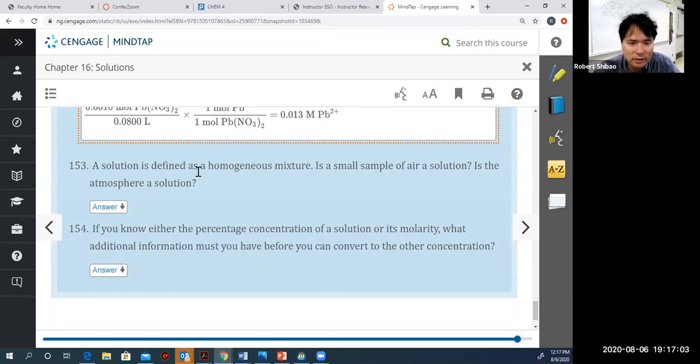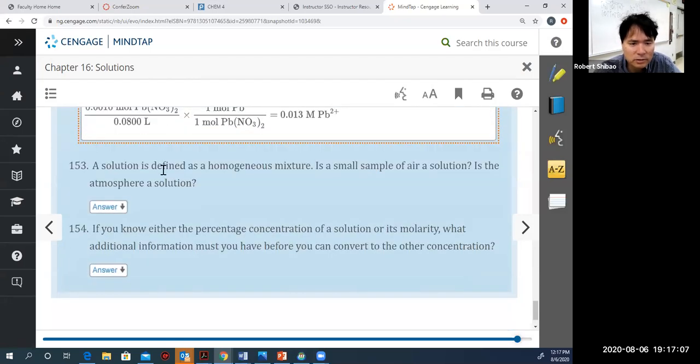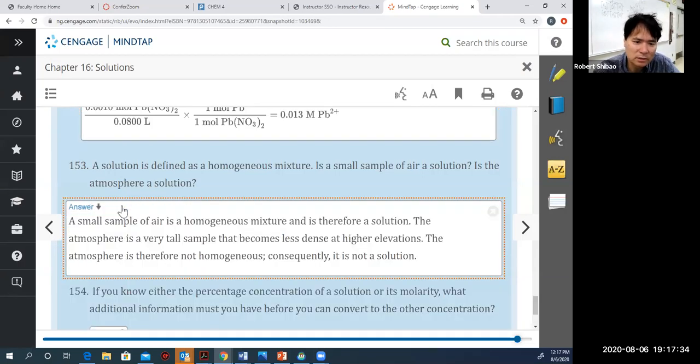Actually, we didn't do this one. A solution is defined as a homogeneous mixture. Is a small sample of air a solution? Air is homogeneous, it looks uniform. Anything that looks uniform is homogeneous, whether it's a mixture or pure. Is the atmosphere a solution? Well, the atmosphere could have clouds. If it has clouds, then it's heterogeneous. If there's smoke or dust, it's heterogeneous. So the atmosphere is not necessarily homogeneous.